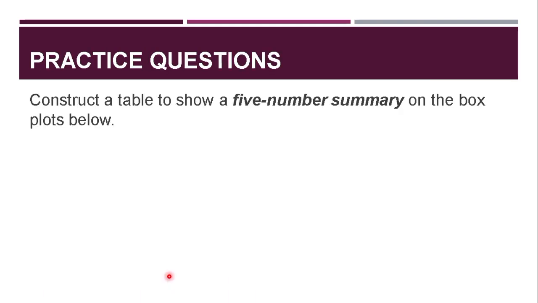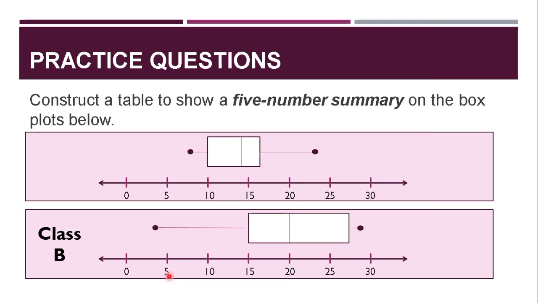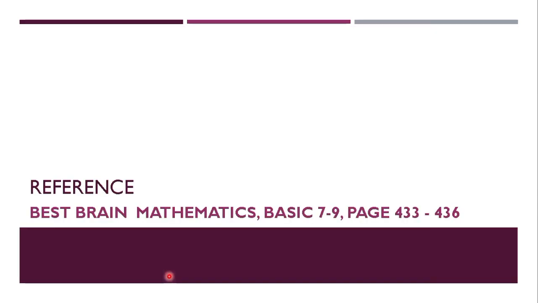Now I have some questions here. Pause the video and answer them. Construct a table to show a 5-number summary for the box plots below. The points will be the minimum, the maximum, the lower quartile, the upper quartile, and the median. Do it for the first one, and then do it for the second one as well.